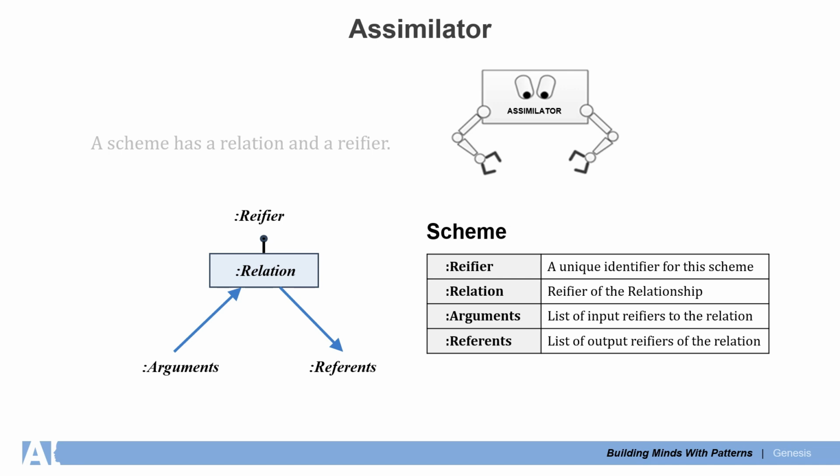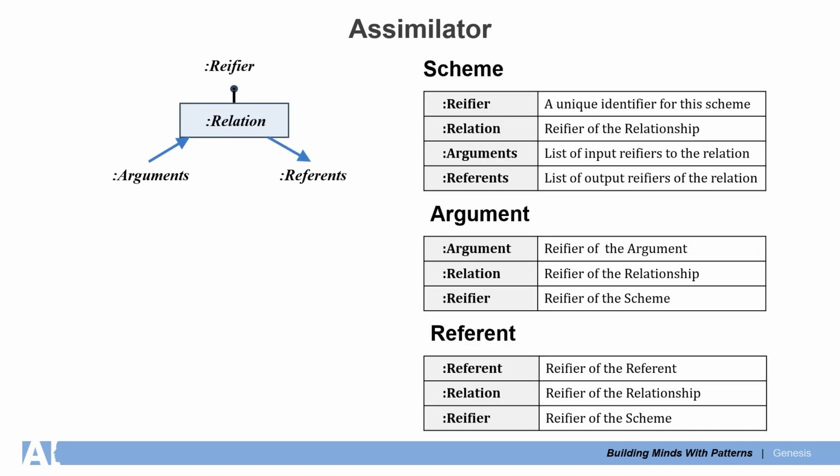A scheme has several parts. It has a reifier, which serves as a unique identifier for the scheme. It has a relation, which is actually a reifier of a relationship. It has arguments, which is a list of input reifiers to the scheme. And it has a set of referents, which is a list of output reifiers of the scheme. Additionally, a scheme has supporting structures for each of the arguments and referents. It has linking records or brushes. In database terminology, they would be called joins or join tables or associative entities.